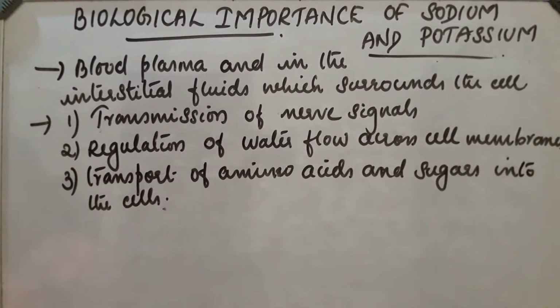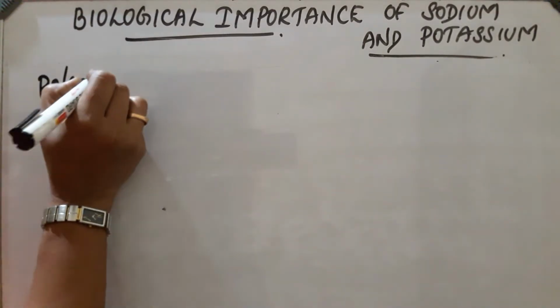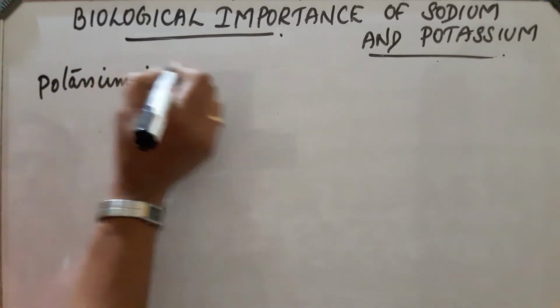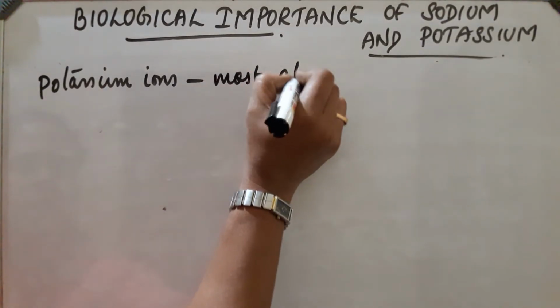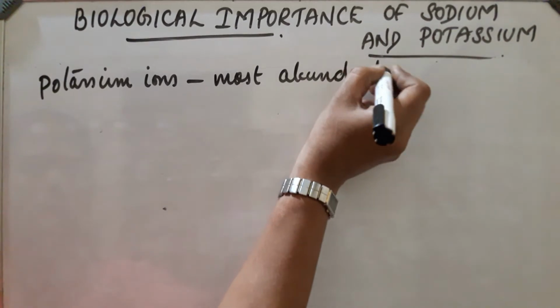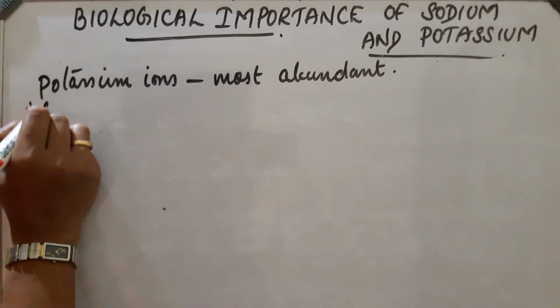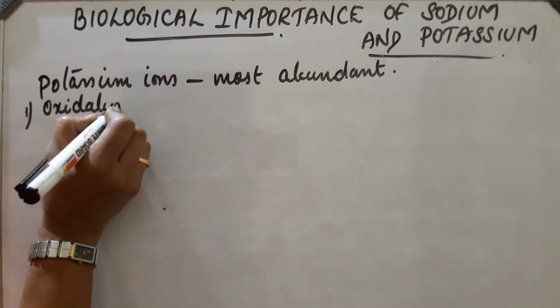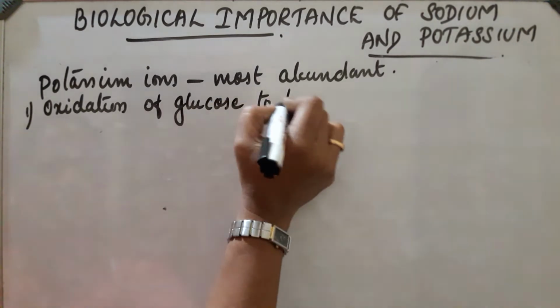Next, about potassium. Potassium ions are the most abundant cations in cell fluids, and their important functions are these. First, they take part in the oxidation of glucose to form ATP.